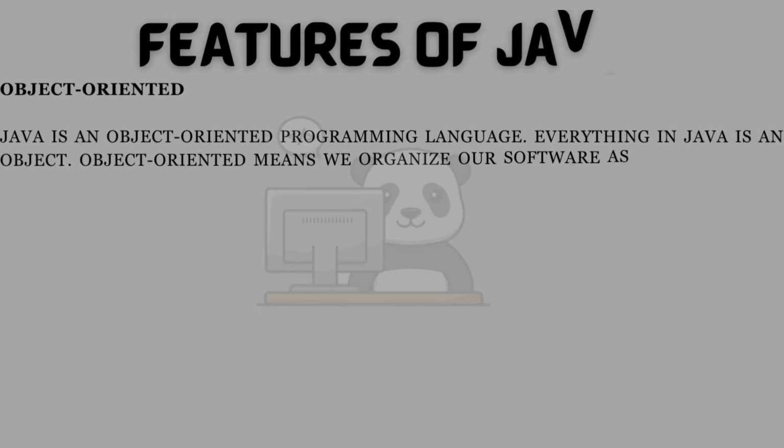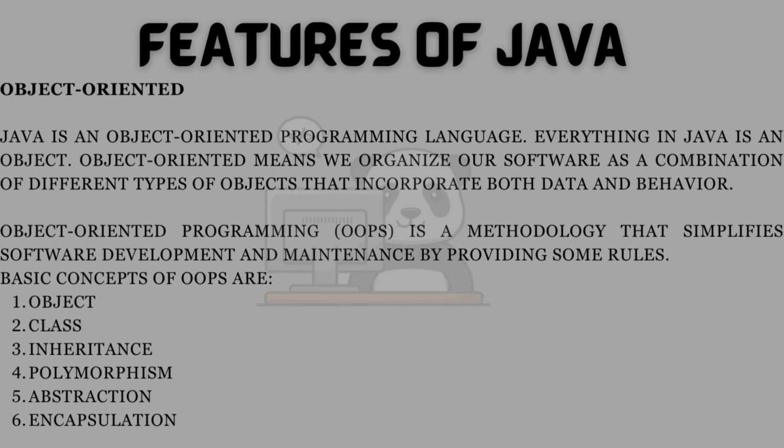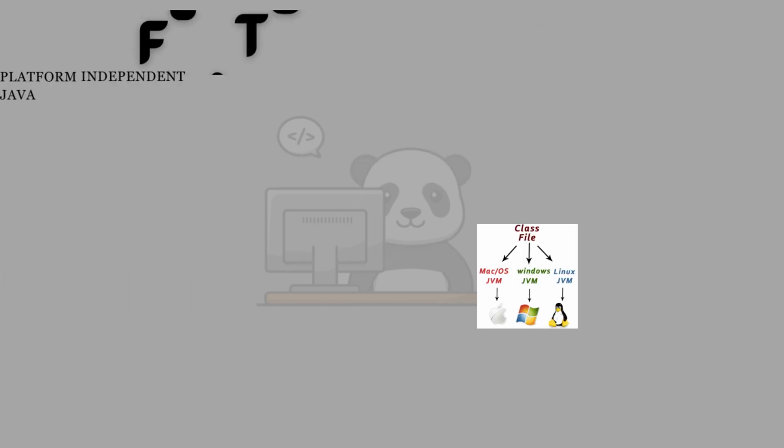Object-oriented. Java is an object-oriented programming language. Everything in Java is an object. Object-oriented means we organize our software as a combination of different types of objects that incorporate both data and behavior. Object-oriented programming, OOPS, is a methodology that simplifies software development and maintenance by providing some rules. Basic concepts of OOPS are object, class, inheritance, polymorphism, abstraction, and encapsulation.